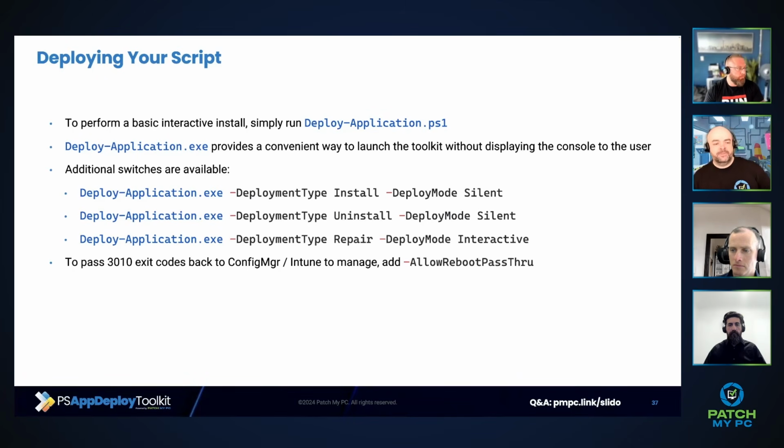Another thing to be aware of is that the toolkit will mask any 3010 exit codes and turn them to zeros and report 0 back to Config Manager or Intune. If you want those 3010s, which is the code for a reboot required, to be passed back to your deployment system, you'll need to add that allow reboot pass-through switch as well.